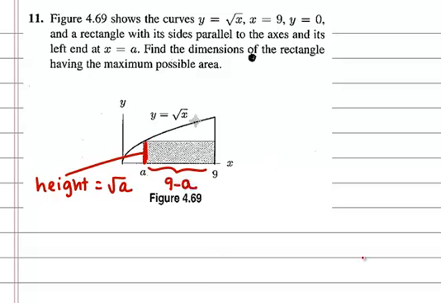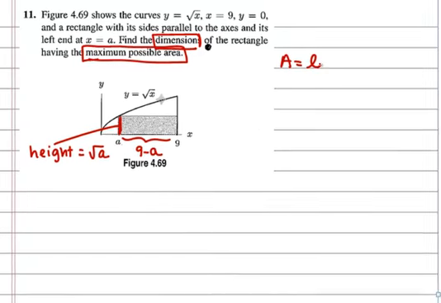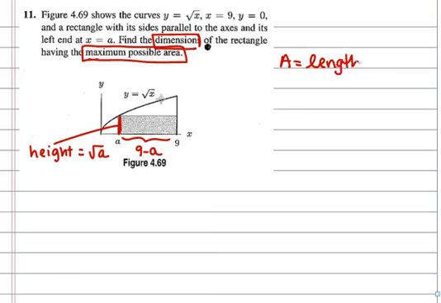It's the height of the curve at a. And the other dimension is the distance 9 minus a. And so we're trying to find the maximum possible area, which requires us to find an equation that relates to area. So the area is length times width.